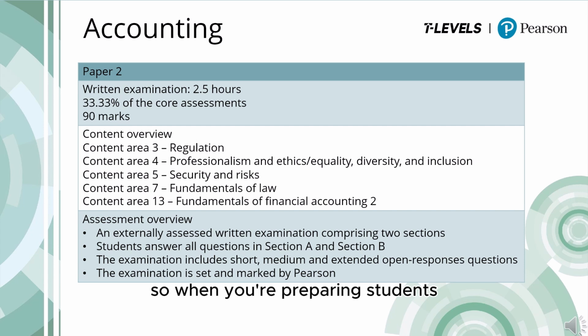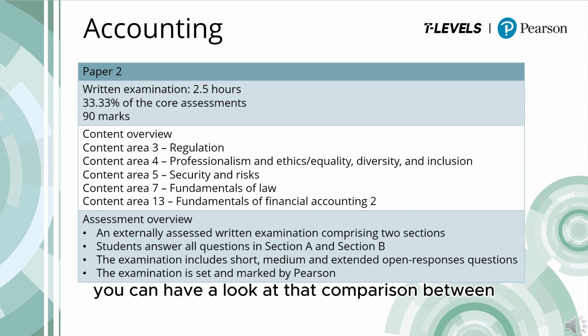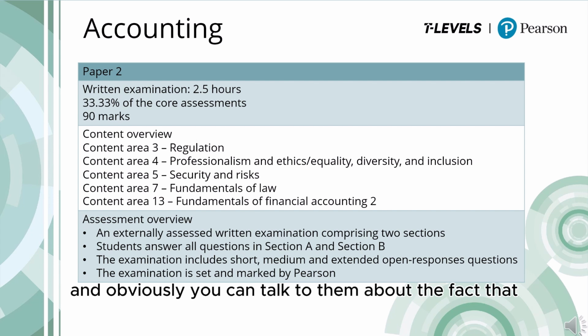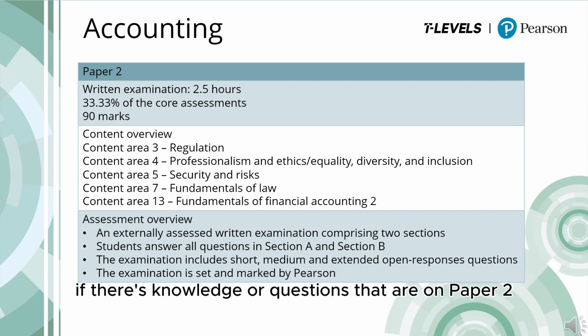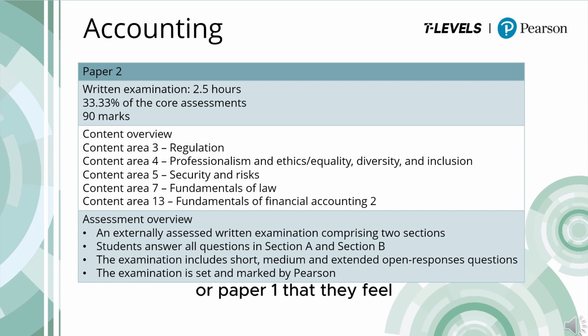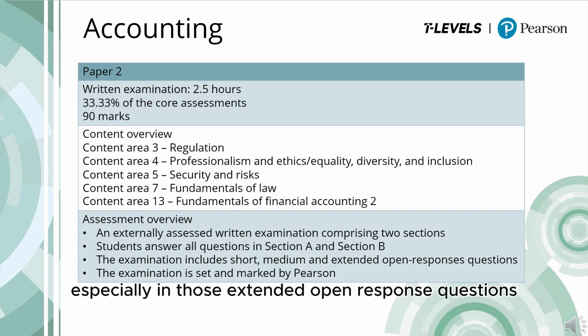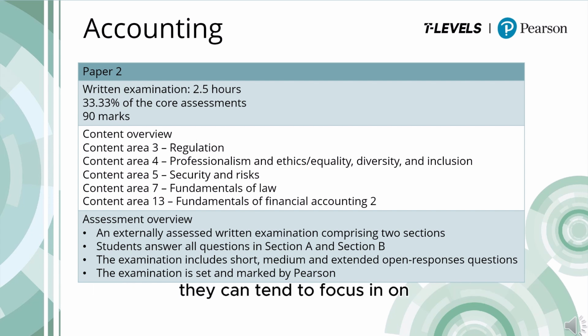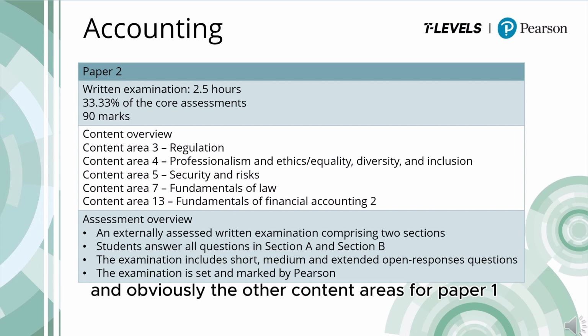So when you're preparing students, you can have a look at that comparison between what they are going to be expected to do on paper 1, and what they are going to be expected to do on paper 2. And obviously you can talk to them about the fact that if there's knowledge or questions on paper 2 or paper 1 that they feel can benefit from the wider knowledge they've got from other content areas, they absolutely should share it, especially in those extended open response questions. But generally speaking, when it comes to revision, they can tend to focus in on these content areas for paper 2, and obviously the other content areas for paper 1.